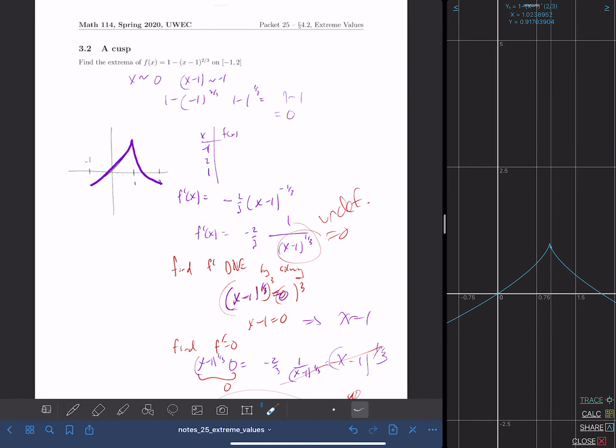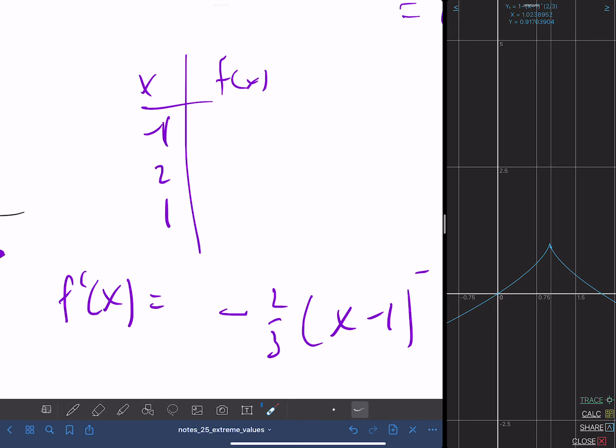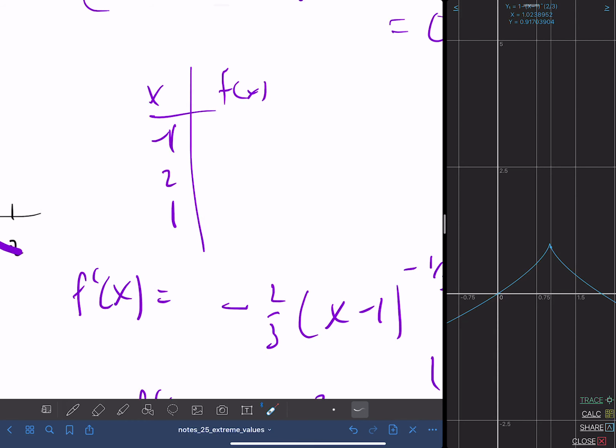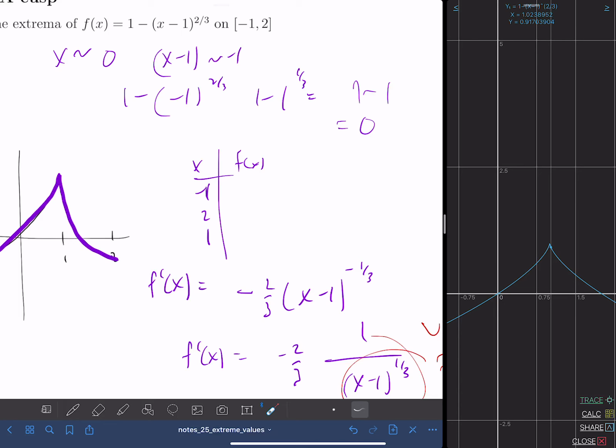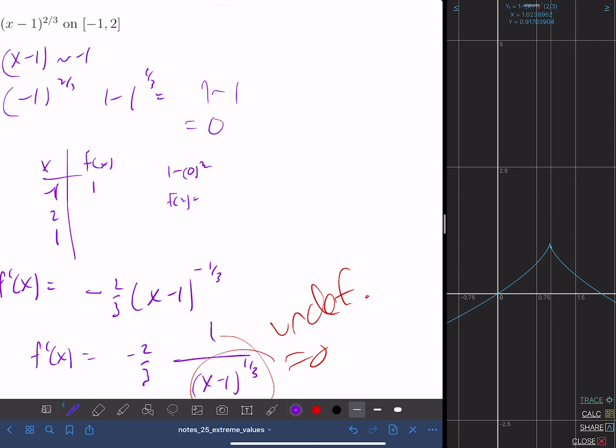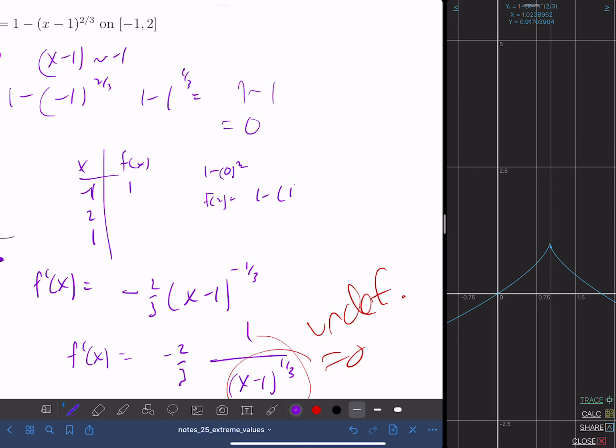So going back to our table, our table now is complete. That means I need to evaluate my function at those places. I can plug in things by myself. F of 1 is 1 because it'd have 1 minus 0. F of 2 equals 1 minus 1 to the 2/3. That's 0.